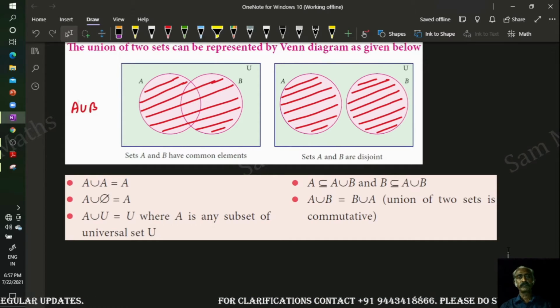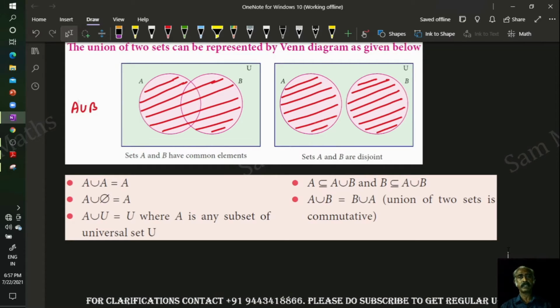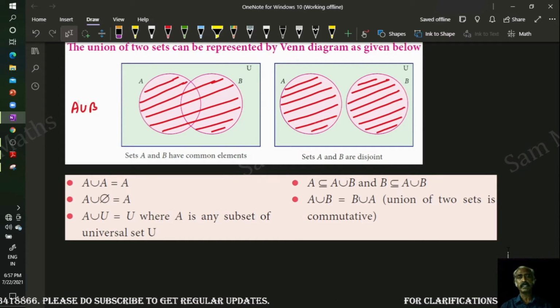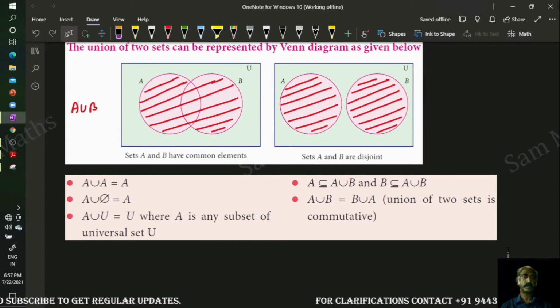Next one, A is contained in or equal to A union B, and B is contained in or equal to A union B. What is the meaning of that? A and B are subsets of A union B. The last note, that is A union B is equal to B union A. That is, union of two sets is commutative. So the commutative property is true in union of sets.